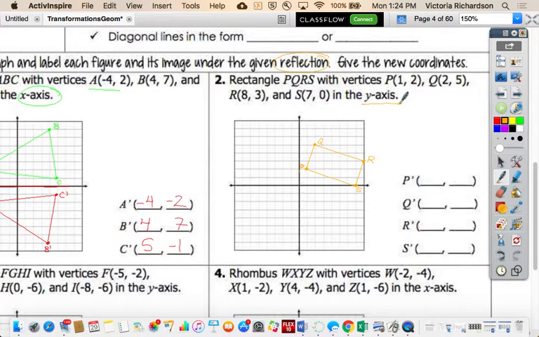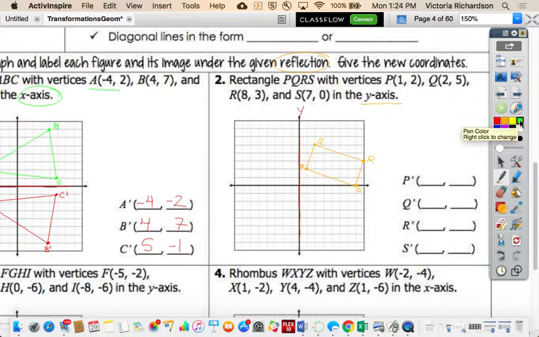Now which one is the y-axis? The up and down one, okay? So I'm going to reflect across this axis. That means I want this picture to be on this side. So I'm going to start with all my points, and I'm going to make sure that everything reflects across the line of reflection.